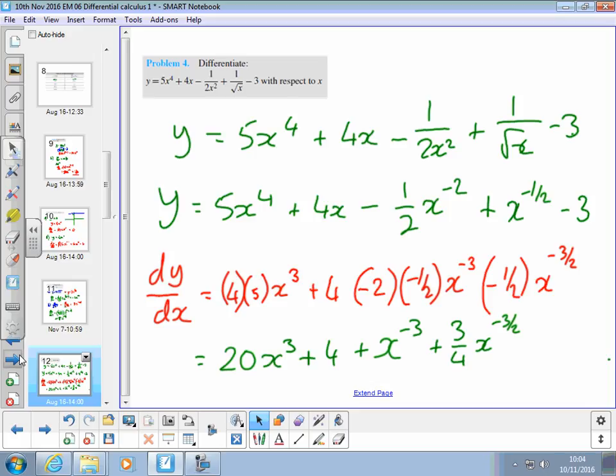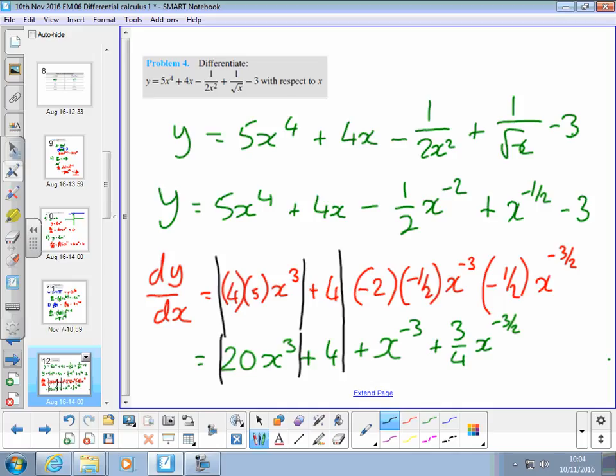How to do this? This bit comes from there. That bit's on its own. That's from that term. That comes from there. That bit comes from there. The constant on the end has gone away. When we differentiate a constant, it disappears. Try there to show where everything comes from.